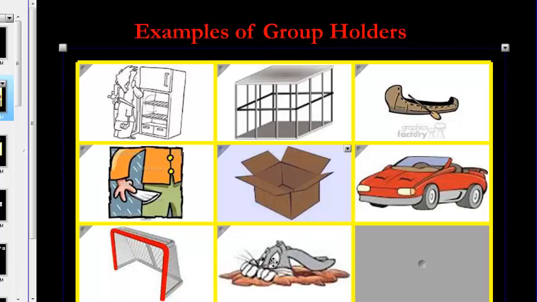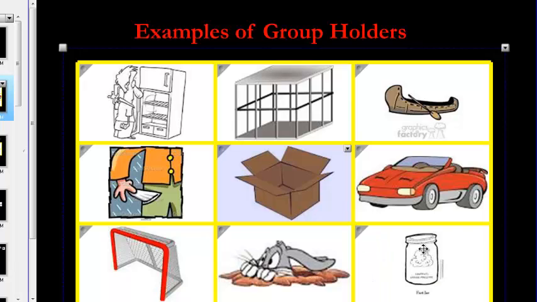This one was inspired by one of my students who suggested rabbit holes. Well, you can put rabbits inside of rabbit holes. So a rabbit hole is a group holder. And here, of course, a jar. And I'm sure you can think of many more on your own. Maybe take a look around you. Take a moment right now. See if you can find a group holder around you.